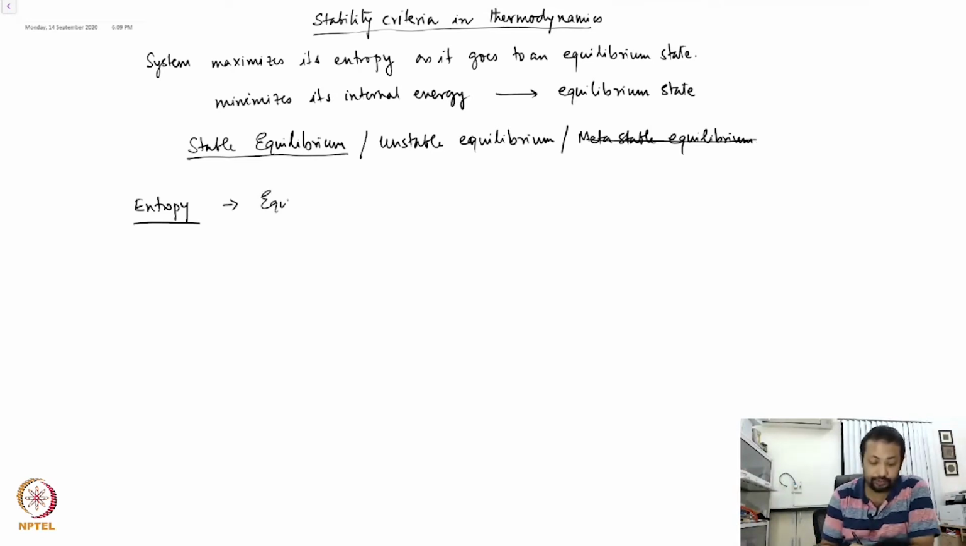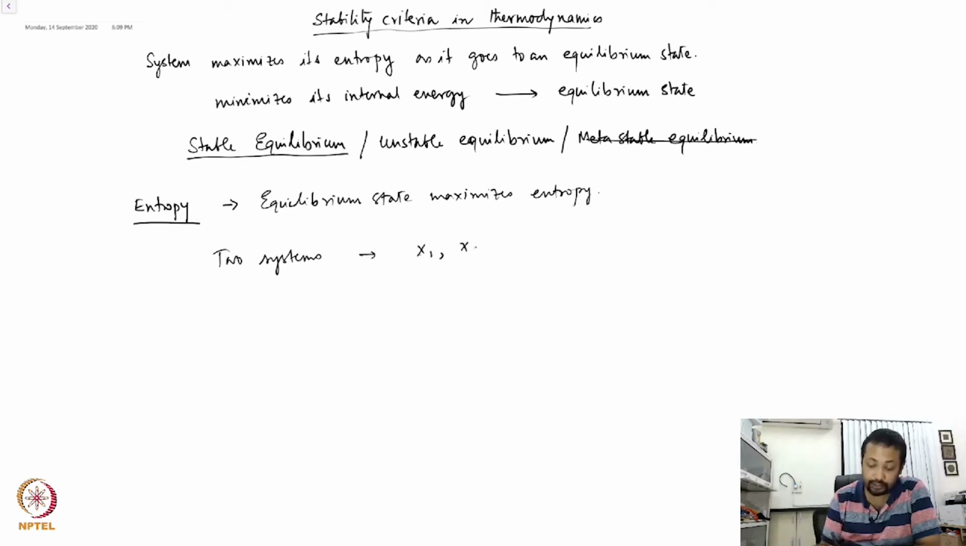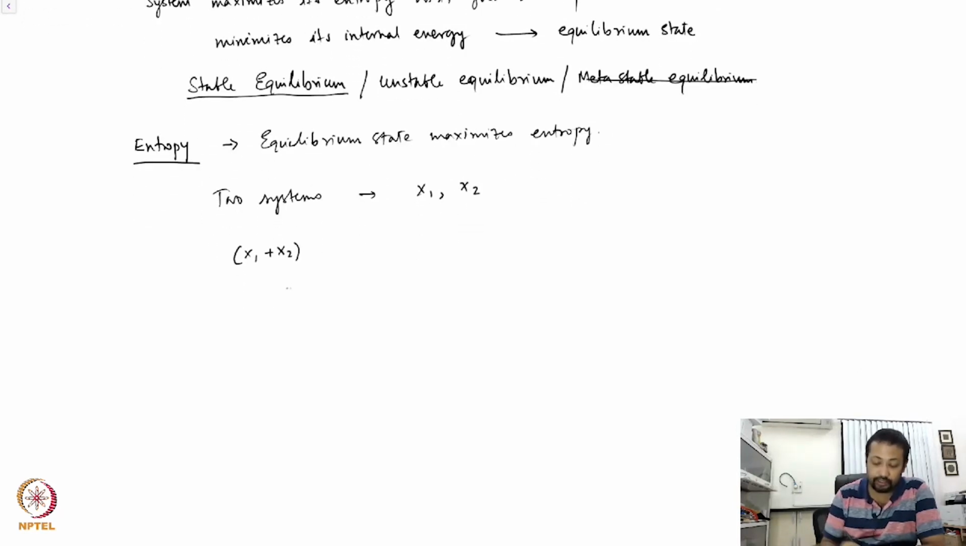And as stated before, the equilibrium state maximizes the entropy of the system, right? So now consider that we have two systems, and each of these systems is described by variables x1 and x2, right? Then let's bring these two systems together so that the combined system can be described by the variable x1 plus x2, correct? In which case, if you were to write down the maximization of the entropy, then this would mean that S of x1 plus x2 must be greater than or equal to S of x1 plus S of x2.